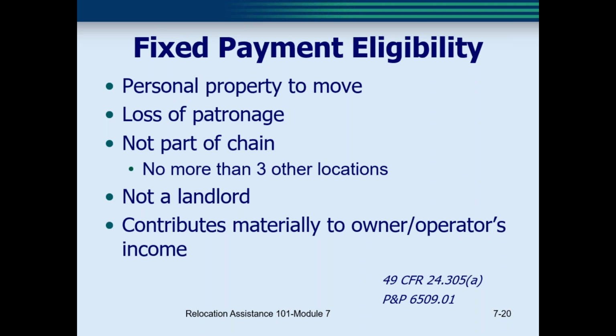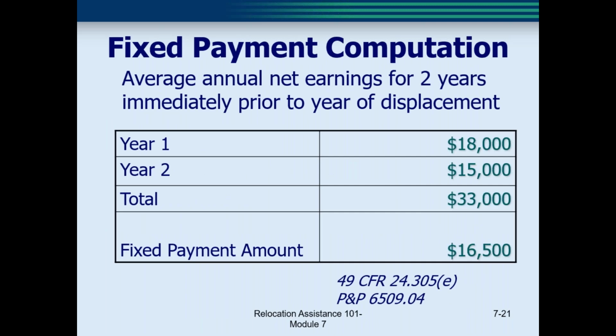So what are the other qualifications for them to qualify for this? They have to have had either an annual gross receipts of at least 5,000, or they've had to have an annual net earnings of 1,000. Or it has to have contributed again to at least 1/3 of the owner or operator's annual gross income from all sources. So let's look at how we calculate a fixed payment.